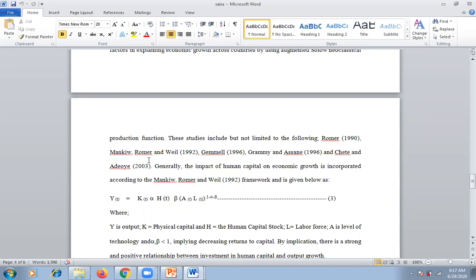You can skip the previous part. You can continue from here. This study includes, but is not limited to, the following. You can exclude this one. Generally, the impact of human capital on economic growth is incorporated according to Mankiw, Romer, and Weil. Just this is okay. This is enough.